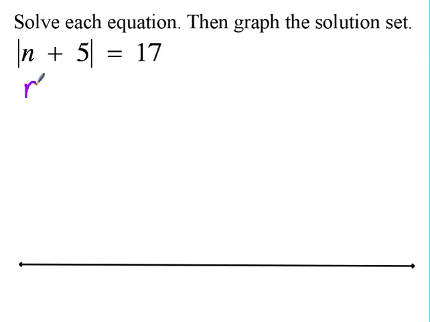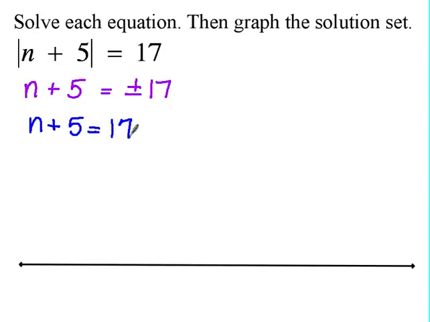But as with the previous slide, I'm going to have 2 possibilities. On the previous slide, it was plus or minus 5. Here, it's going to be plus or minus 17, because I can have 2 possibilities that make the statement true. So in order to make things a little easier, I'm going to split this up and write this as n plus 5 equals 17, or n plus 5 equals negative 17. So that's what the plus or minus means. It means a positive 17 or a negative 17.